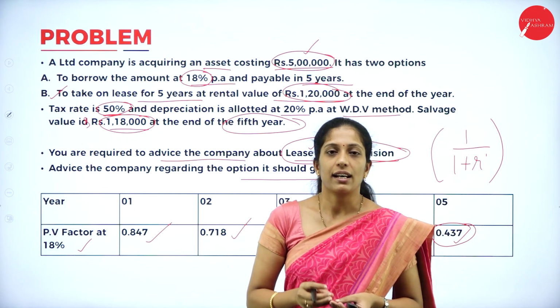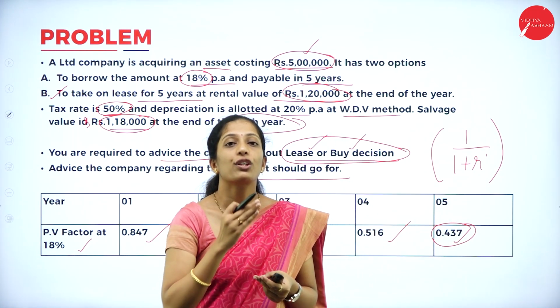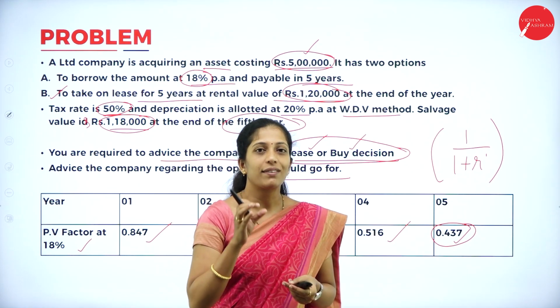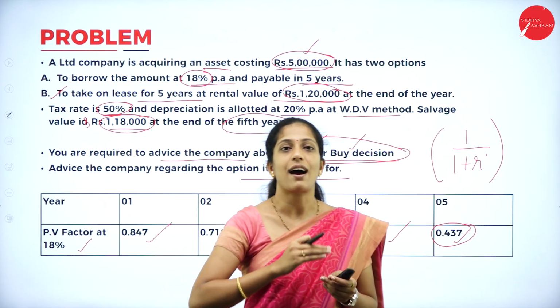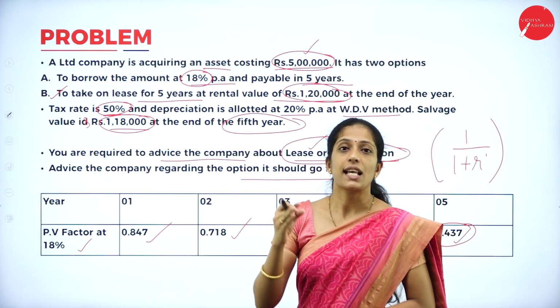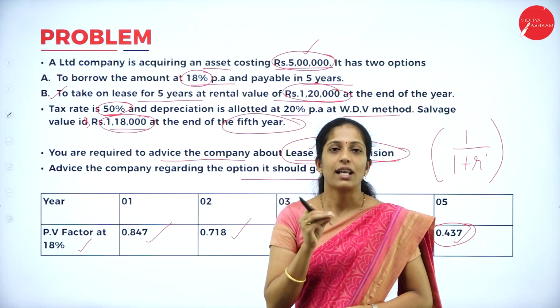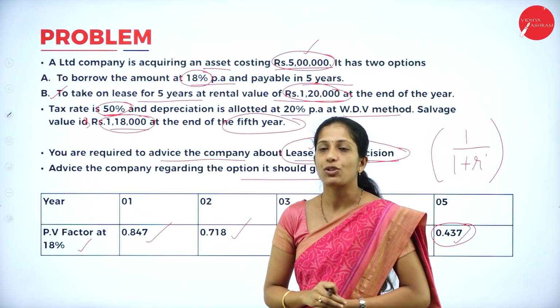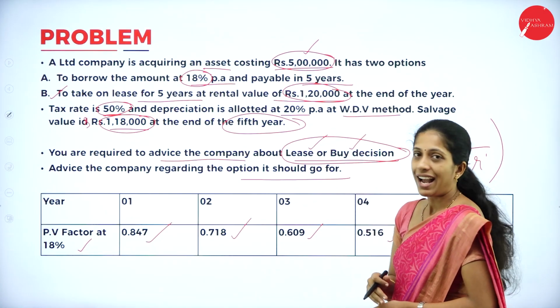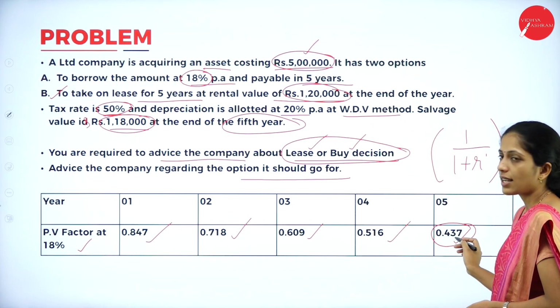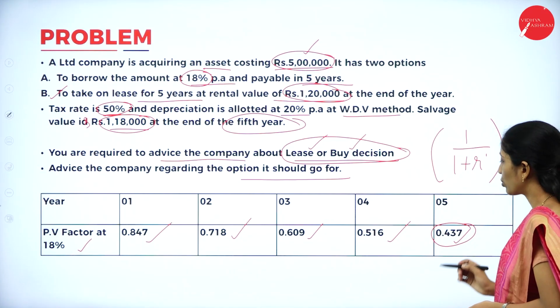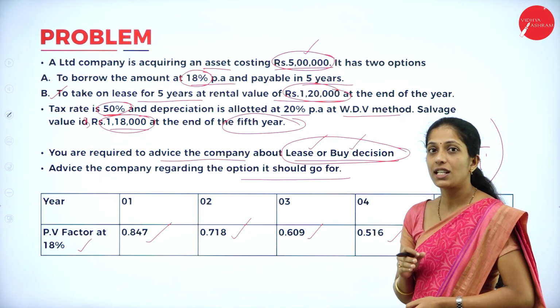So what do you mean by salvage value? At the end of the year, after the life of the asset, they are going to sell that asset. So whatever the amount they are going to get, it is called as salvage value. That is after the life of the asset. If they sell the asset, so what is the value they are going to get? It is called as salvage value. Now, they have given salvage value 1,18,000 into last year PV factor, that is 0.437. So we have to deduct that.